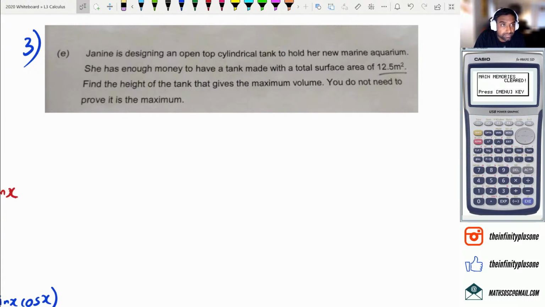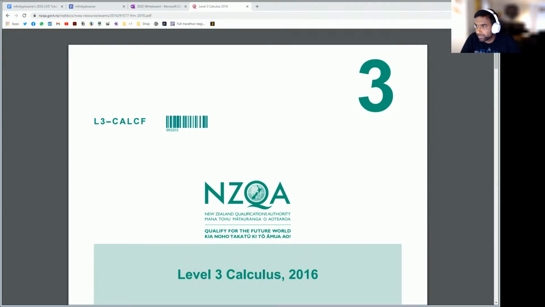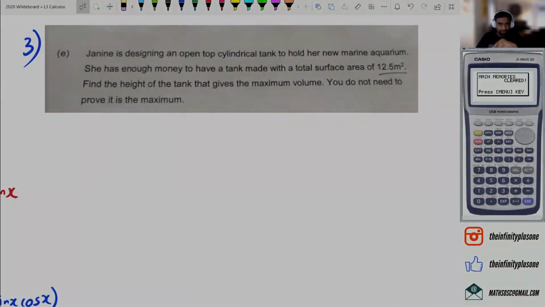Formula sheet. Calculus formula sheet. There we go. Give me a second. Jumping through hoops at the moment. All right. So before I go back to the formula sheet, let's actually go back to the question.